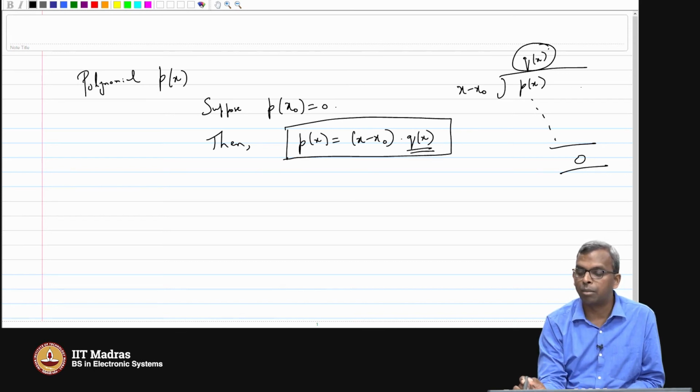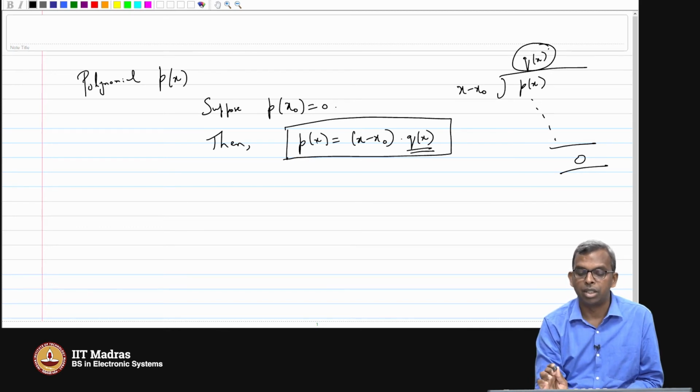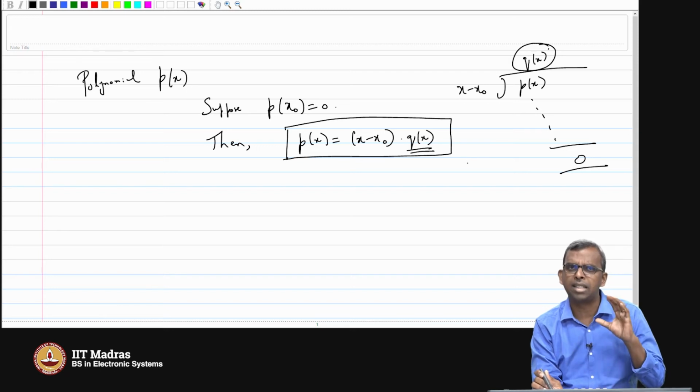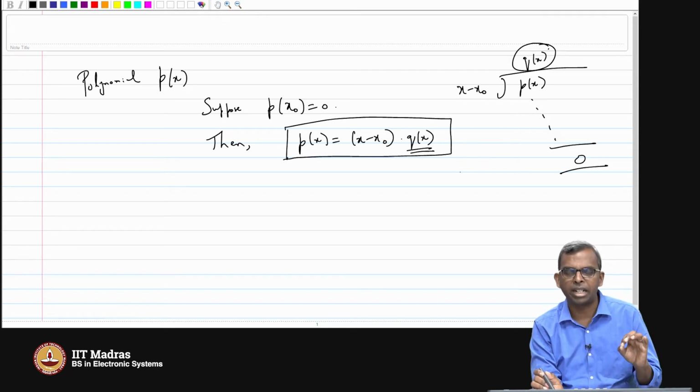When you divide the polynomial by x minus x naught, after you finish all the division, you should get 0 as the remainder. Okay, and what you are left with will be the quotient. So, x minus x naught times that will give you p of x. So, this is one of the basic principles of polynomials. A lot of identities are based on this calculation.